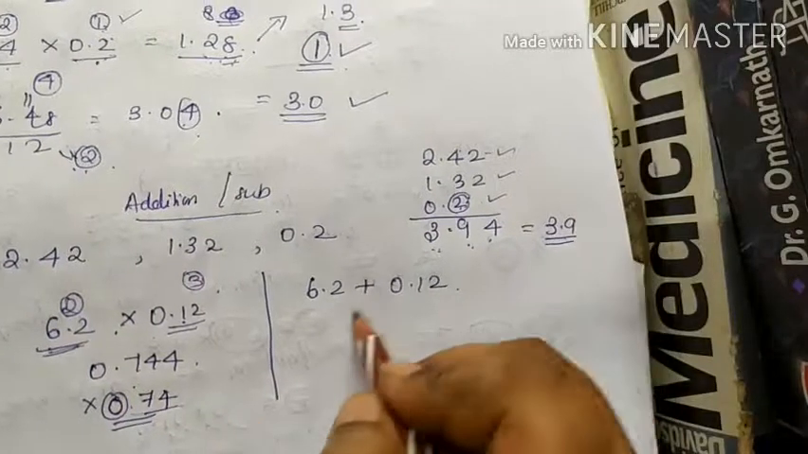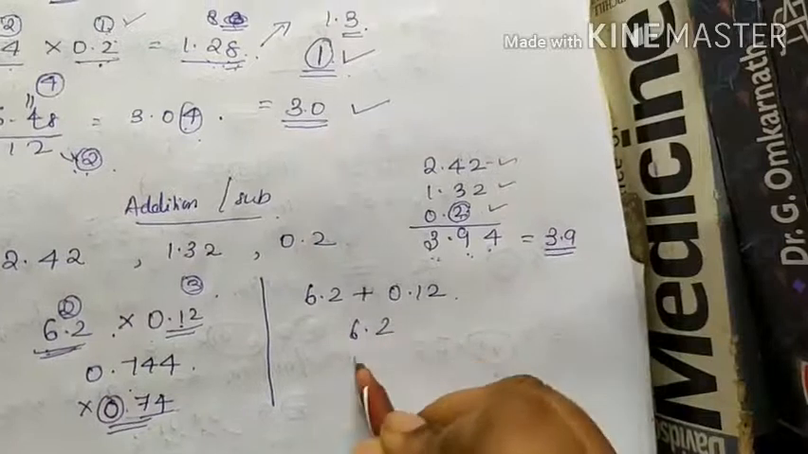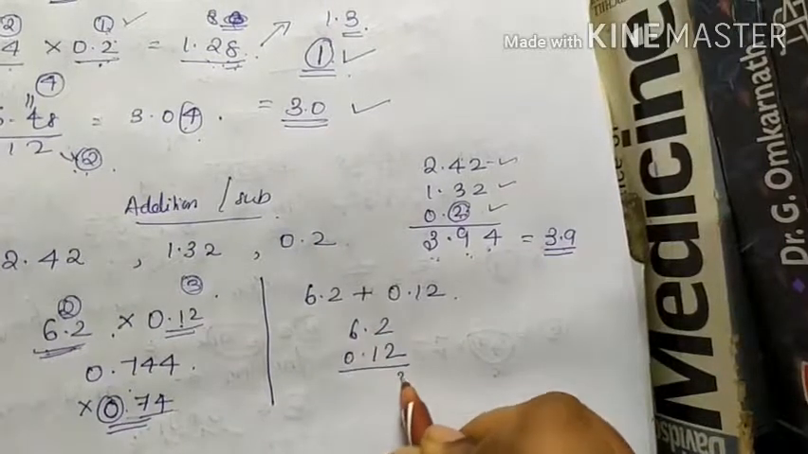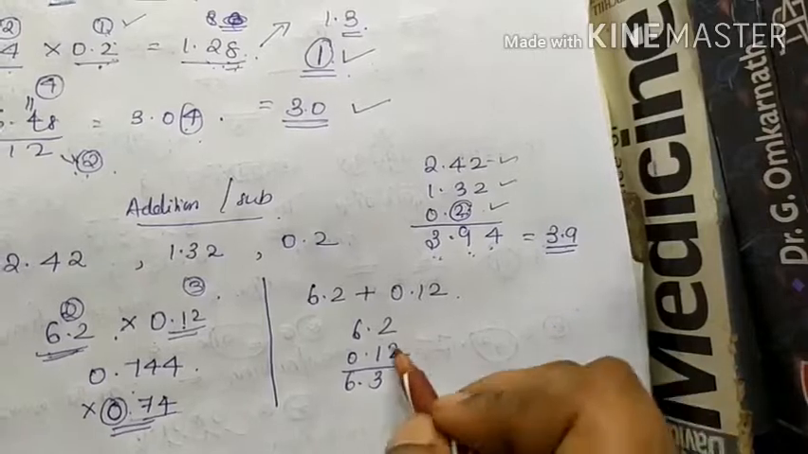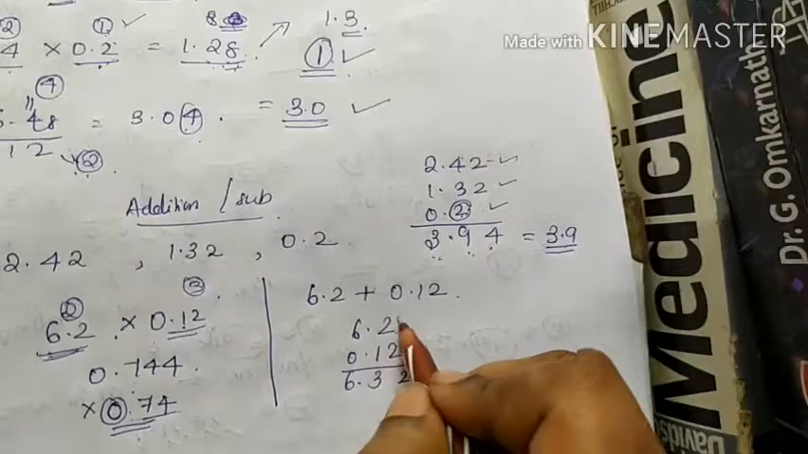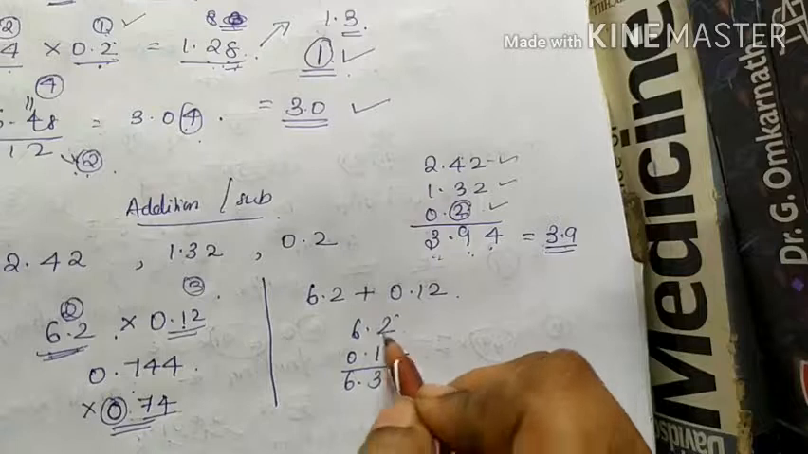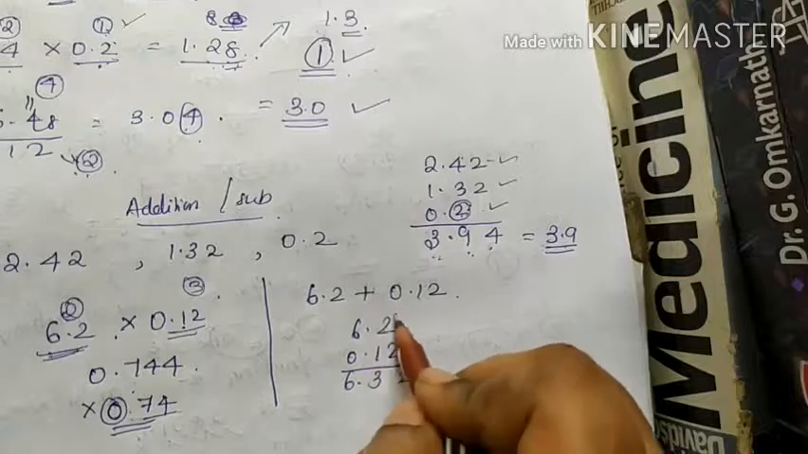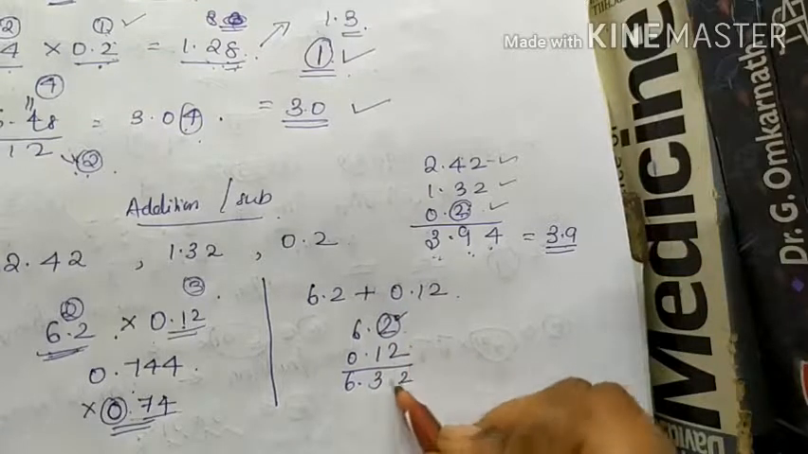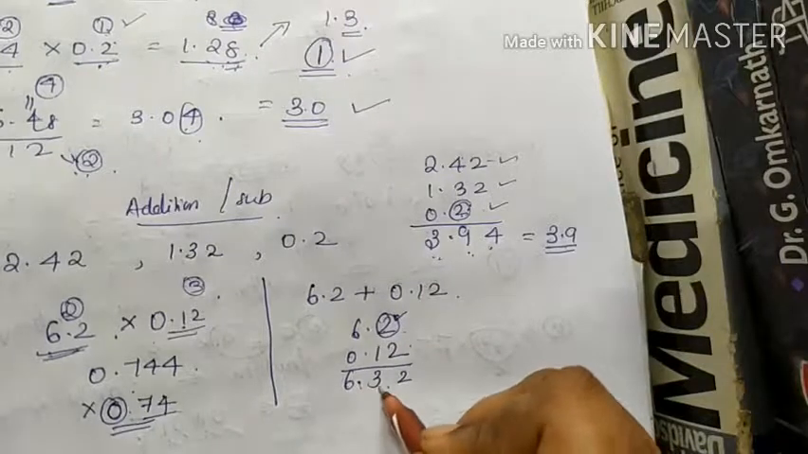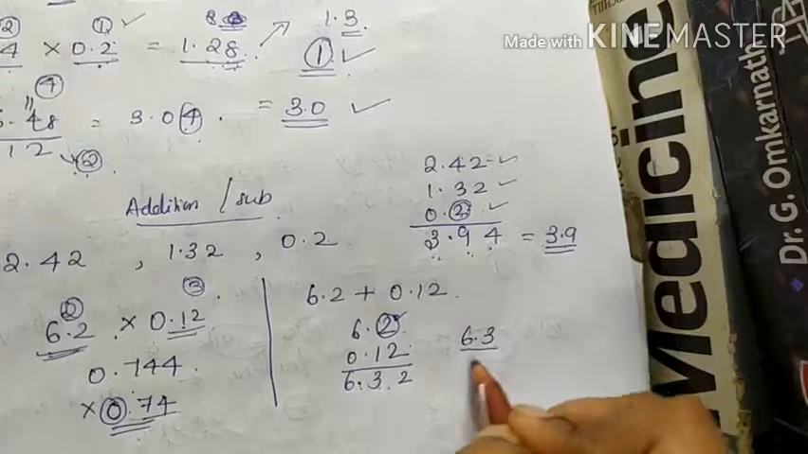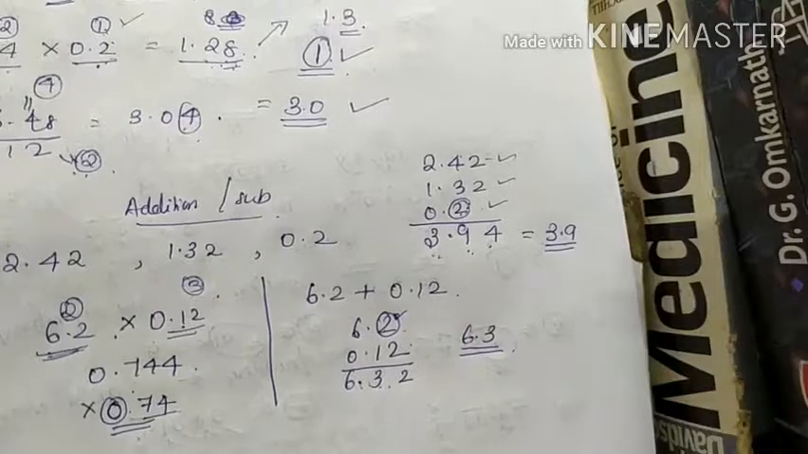Clear? When you are adding 6.2 and 0.12, it will be 6.32, right? So look for the number which has the least significant figures after the decimal. After the decimal, this one has the least. So the answer also has to have only one digit after the decimal point. So the answer will be 6.3. Clear?